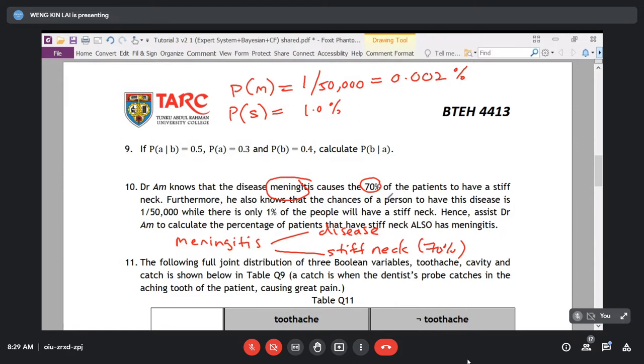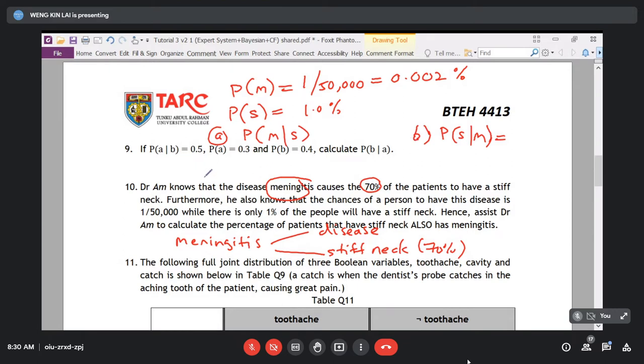So now, you have to assist Dr. M to calculate the percentage of patients that have a stiff neck that also have meningitis. Right, so what are we looking at? What are we trying to calculate? Let's call it A, P, let's draw this out first, and then B into P the reverse. Now, are we calculating A or calculating B?